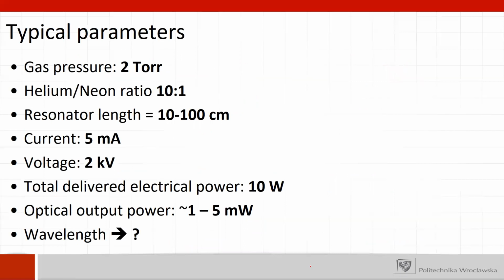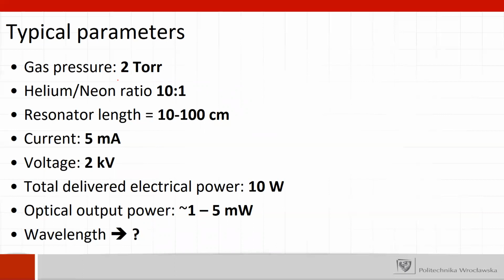So the typical parameters that we have in helium neon lasers are the following. The pressure of the gas is very low. This is because of the collisional broadening I was mentioning last time. When we decrease the pressure, we reduce the probability of collisions between the atoms, and that's why we decrease the line broadening, right? Because if we increase the pressure, then we have pressure broadening, and we can increase the line width.